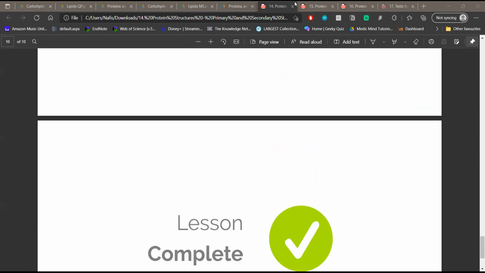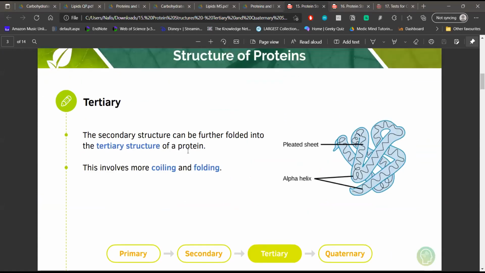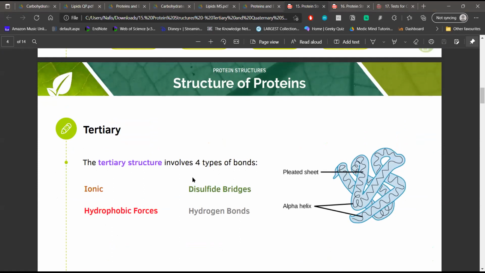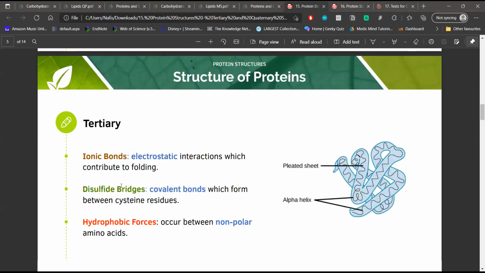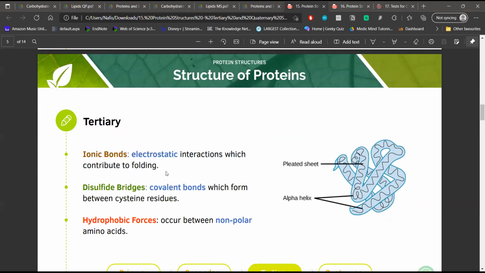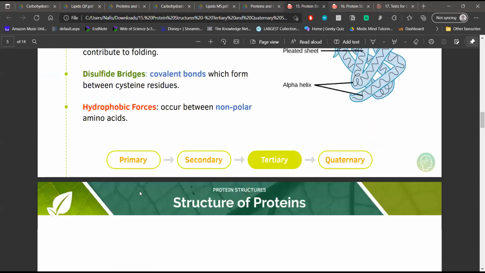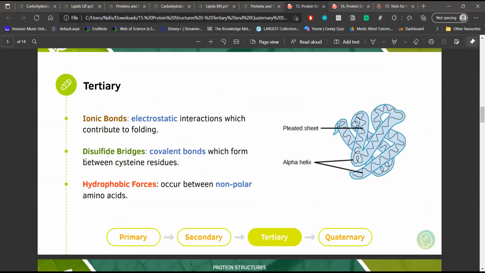And then the tertiary structures. The tertiary structure is to do with more coiling and folding. And there are four types of bonds: ionic, disulfide, hydrophobic, and hydrogen bonds. Ionic bonds are the formation of electrostatic interactions, which will then contribute to the folding. Disulfide bridges are covalent bonds between cysteine, and hydrophobic or hydrophilic interactions occur between either nonpolar or polar amino acids. Which one is most susceptible to pH? Which one of these bonds?